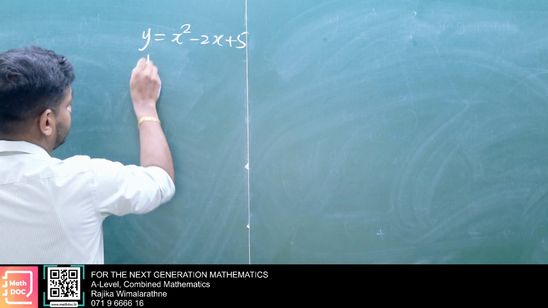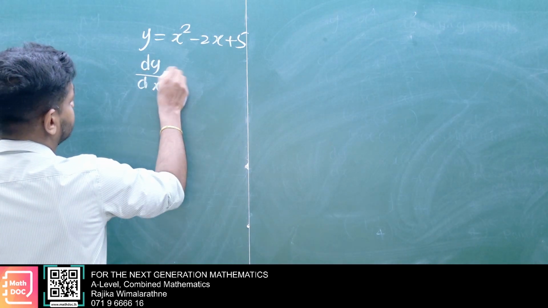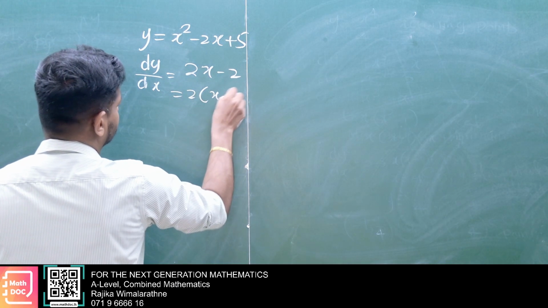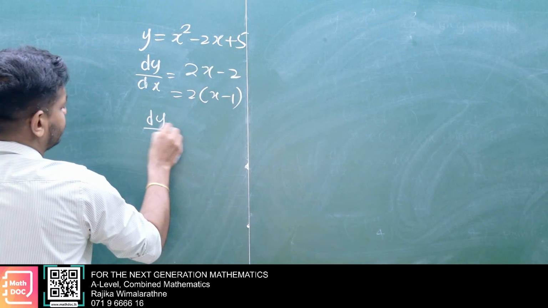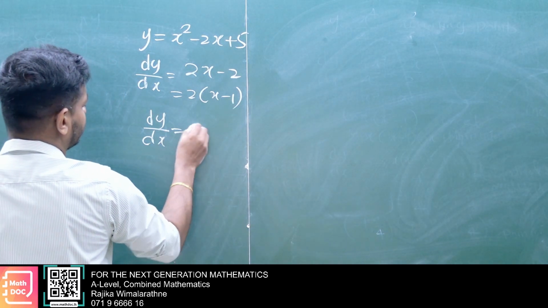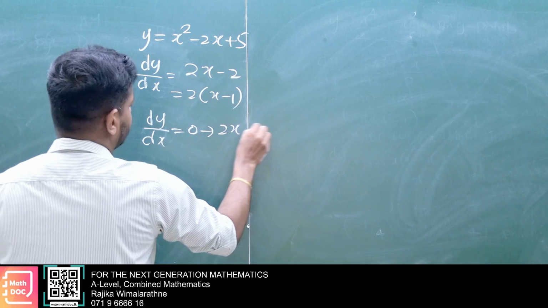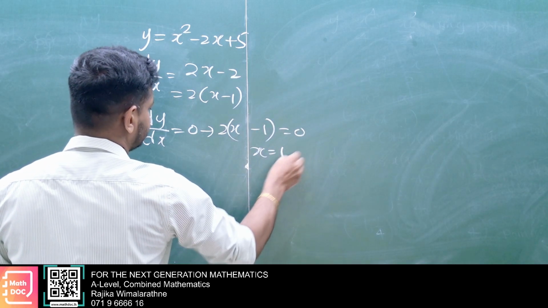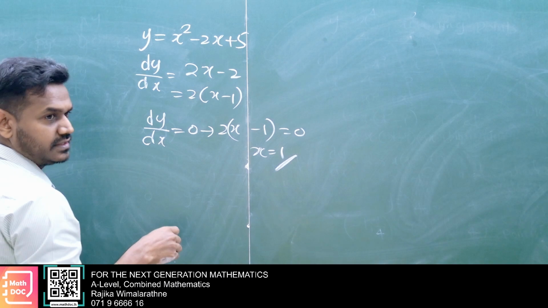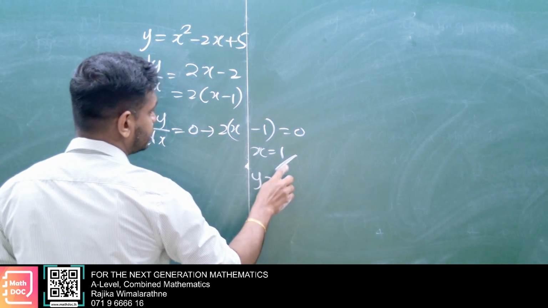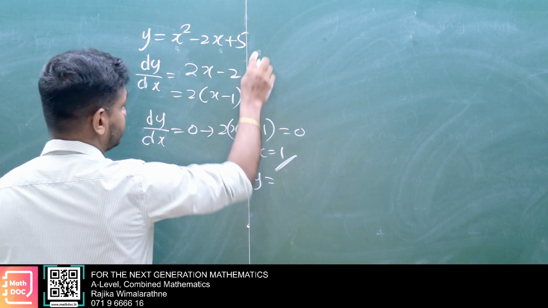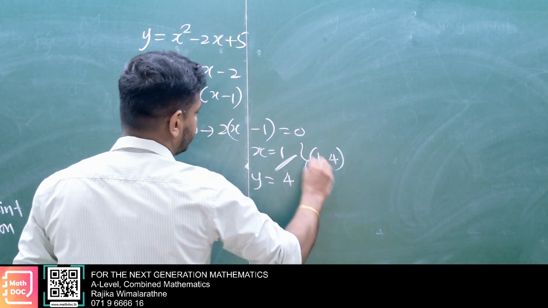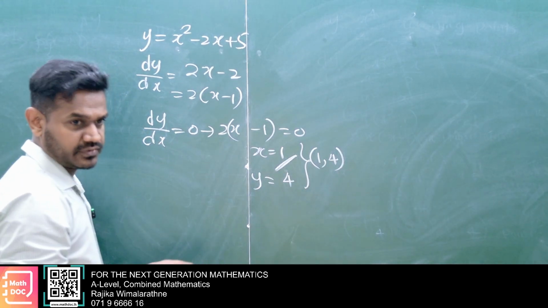Here we did dy by dx is 2x minus 2, factorize. Then we have to get the dy over dx 0 case. 2 into x minus 1 is 0, x equal 1. Then take the corresponding y, substitute 1: 1 minus 2 plus 5, 4. Then critical point is 1, 4. We did up to that, no?